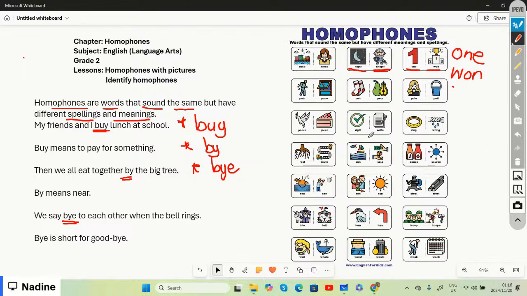Here we have right. It's like saying that's right. Or we have write. It's like where you need to write a story. And once again, these are homophones, words with the same sound, but the spelling of these words as well as the meaning of these words are different.